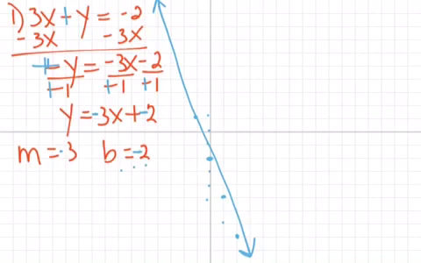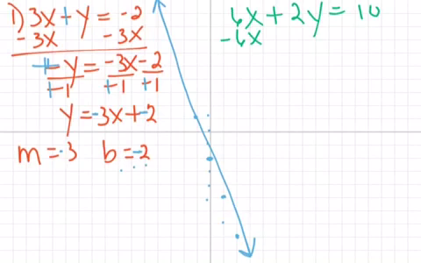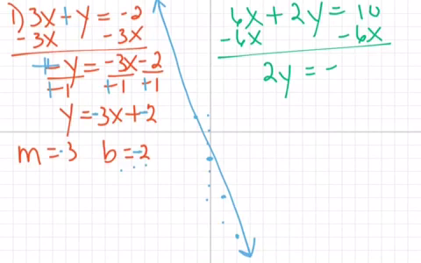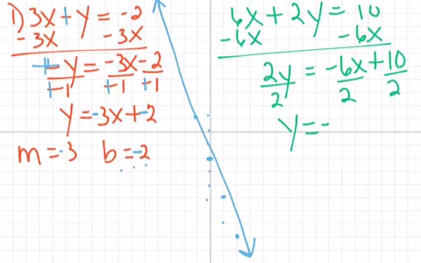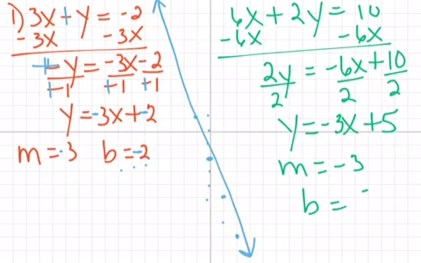Okay, the other equation on that one is 6x plus 2y equals 10. Subtract 6x from both sides. And we have 2y equals negative 6x plus 10. Divide every one by 2. So y equals negative 3x plus 5. The slope is negative 3. The y-intercept is 5. We always graph the intercept first.